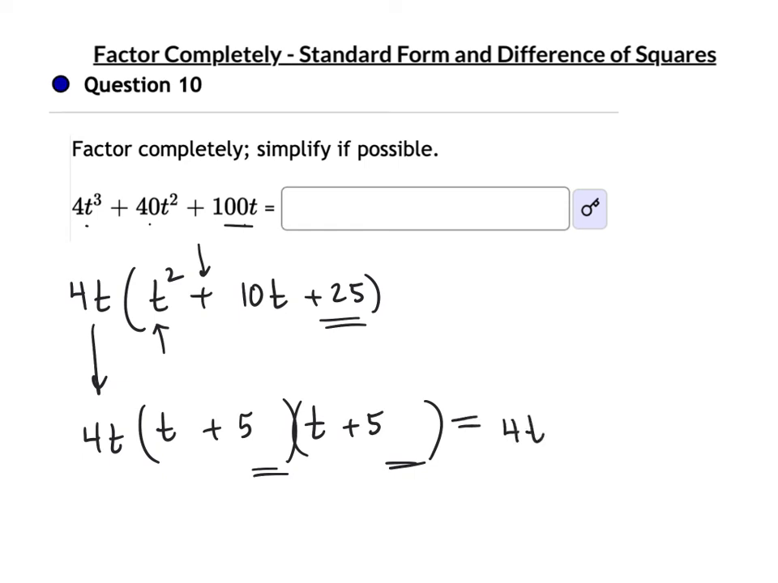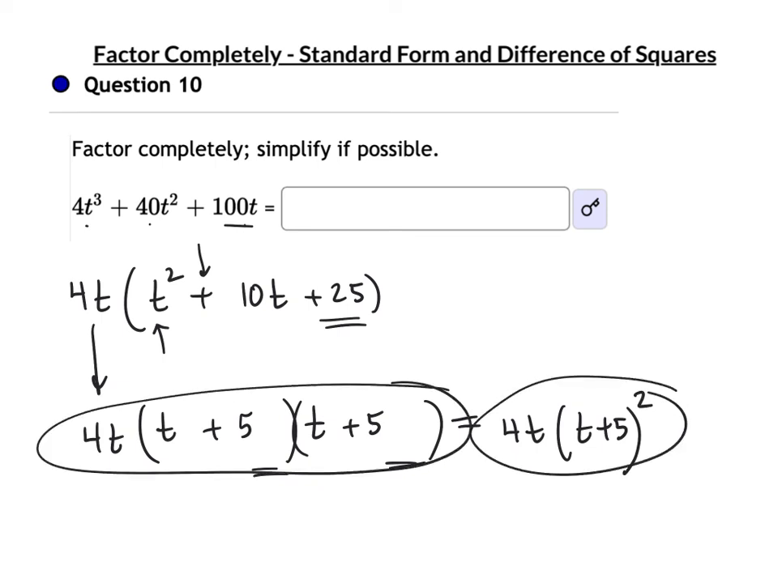This is 4t times t plus 5 quantity squared. Now, it should accept either answer, but this is the one that is preferred most of the time because it's a little bit shorter and simpler. But realize that anything times itself, like t plus 5 times t plus 5, is t plus 5 squared.